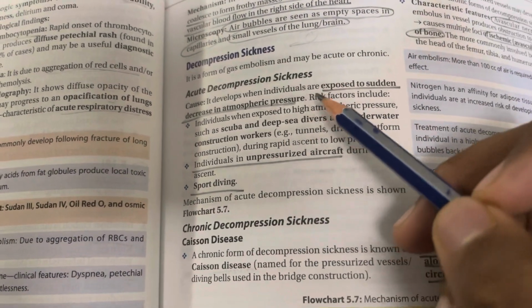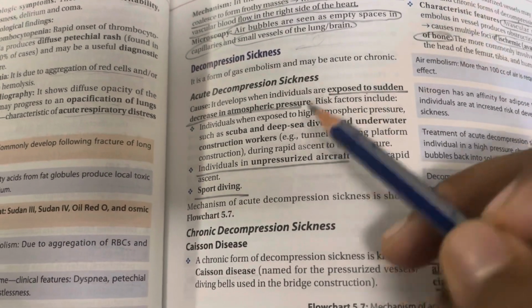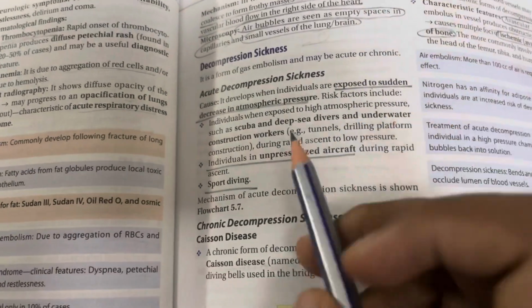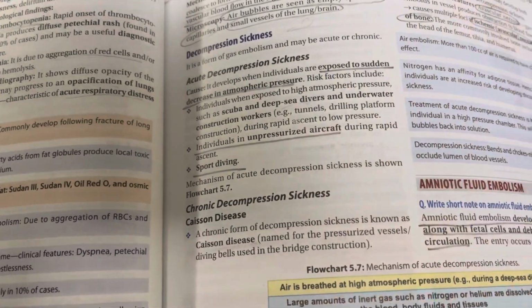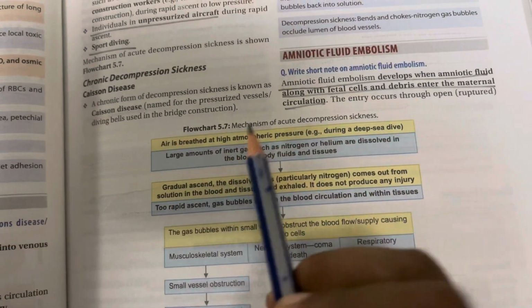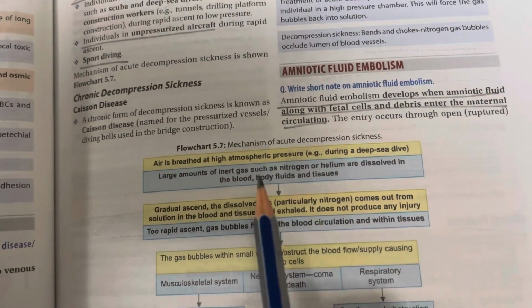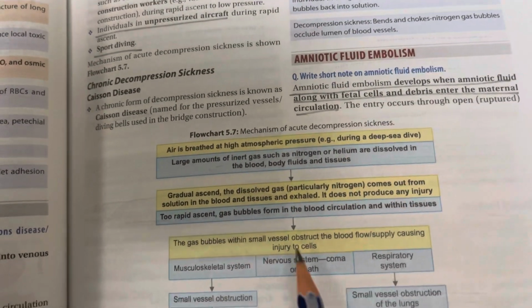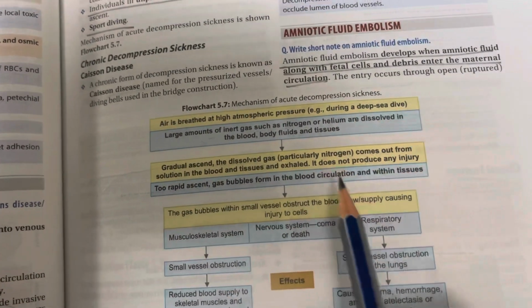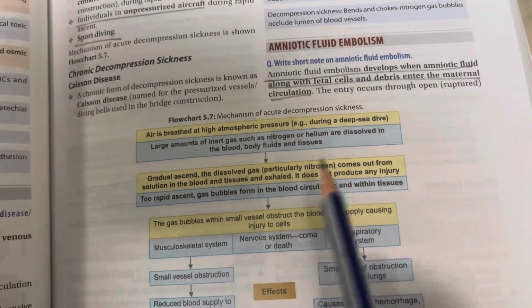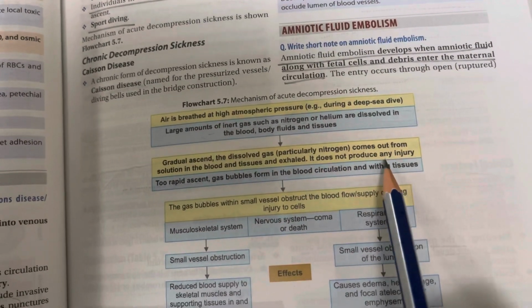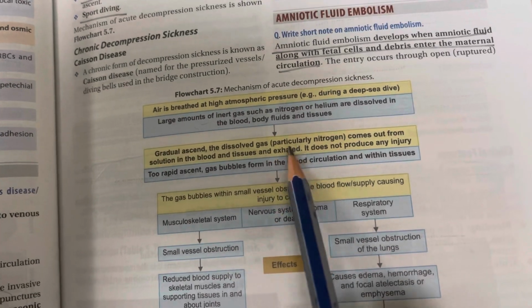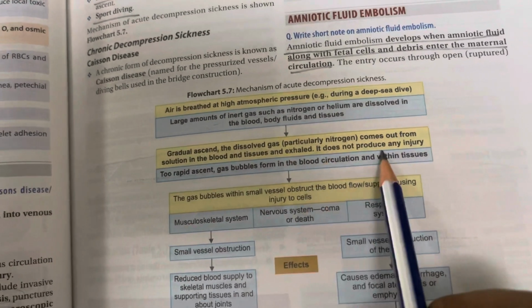Decompression sickness occurs when individuals are exposed to a sudden decrease in atmospheric pressure. It occurs in scuba and deep sea divers and individuals in unpressurized aircraft. So what happens is air is breathed at high atmospheric pressure by deep sea divers, and large amounts of inert gases such as nitrogen are also dissolved in the blood. But as they gradually ascend to a low pressure area at ground level, the dissolved gas comes out from the blood and it is exhaled. It appears as a bubble. It does not produce any injury.